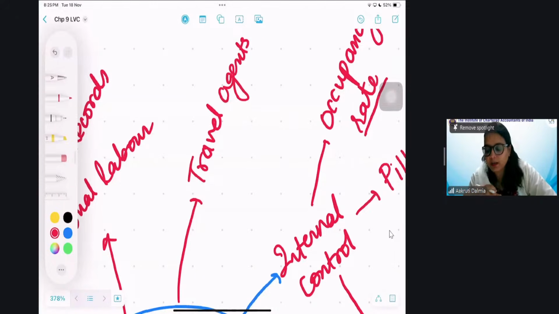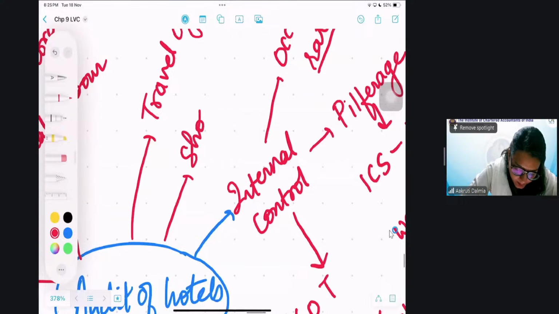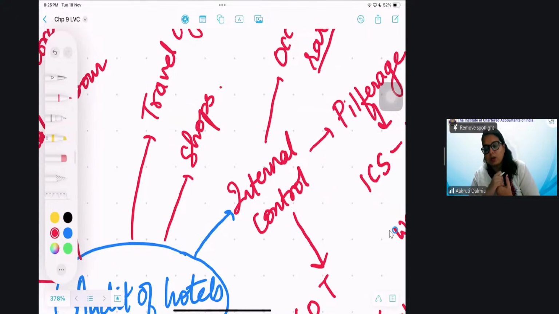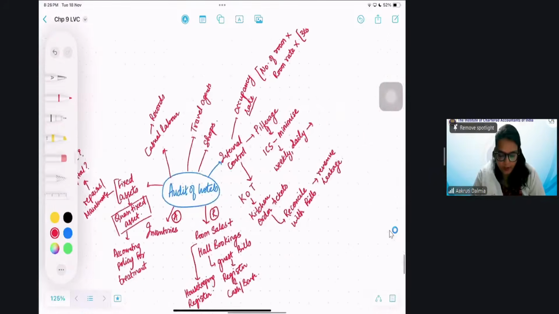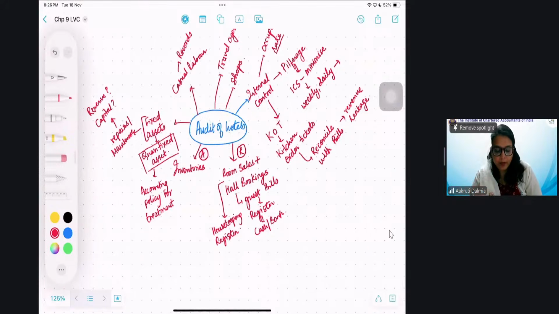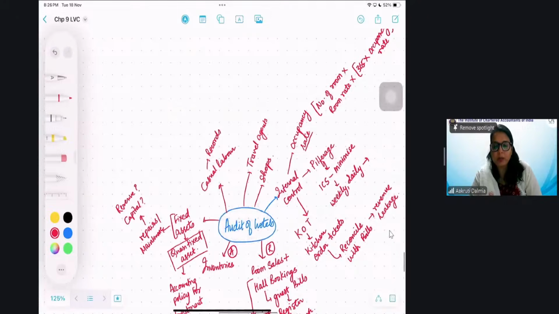So if you have any travel agents, any booking for, let's say, day tours is done through travel agents, so commission is paid to them, that is checked. And last is shops. Many hotels have nice shops: jewelry shops, souvenir shops, clothes, local textile shops. From all these shops you can get rent income. If it is your own shop, you can get profit. You have to check their inventory. So for audit of hotels, internal control you have to check in detail. You have to check room sales and hall booking, inventories, fixed assets, casual labor, travel agent and shops.